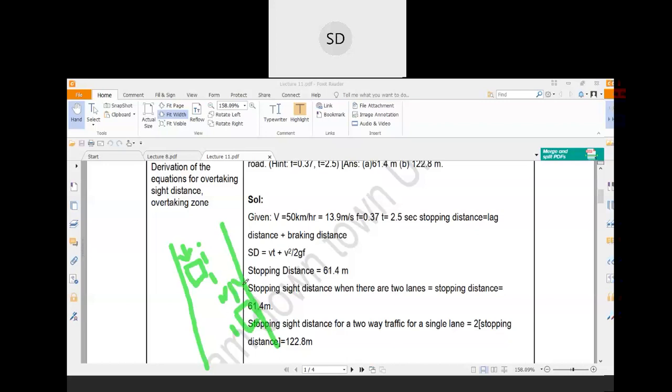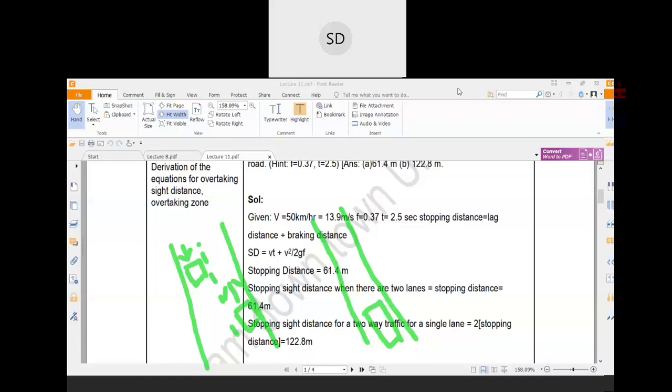Okay, but in a single lane road, what happens? That portion of the road is very much narrower and it can only accommodate a single vehicle. So therefore the driver needs more sight distance, because here additional space is not available so that the vehicle can divert its position. Okay, so for this reason, for two-way traffic in a single lane road, the sight distance would be double of whatever you are getting.